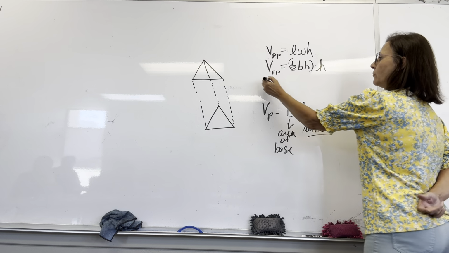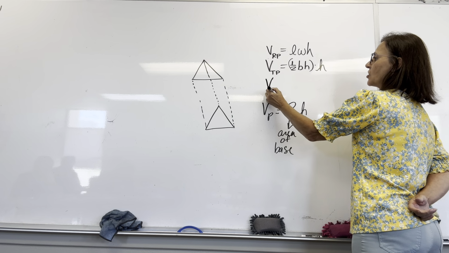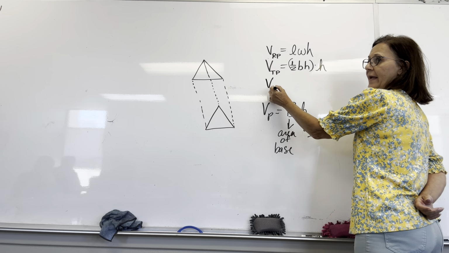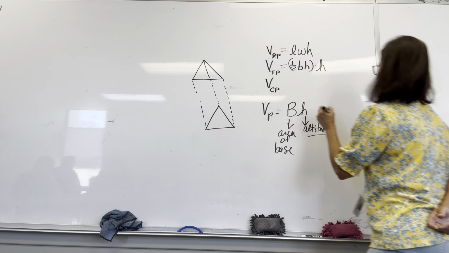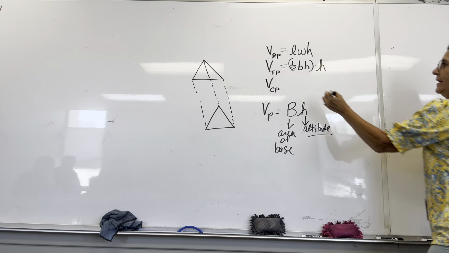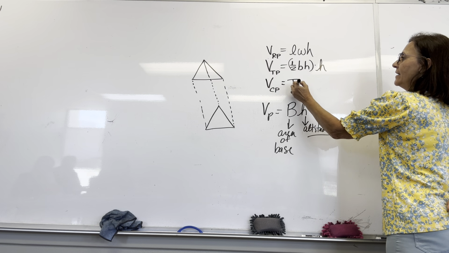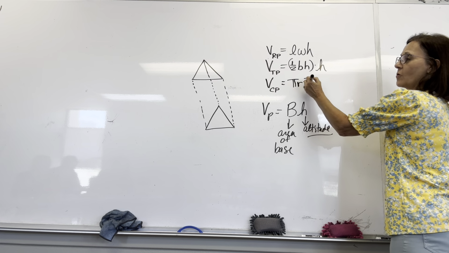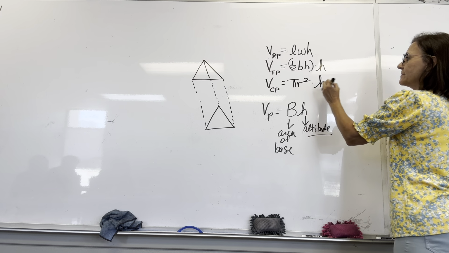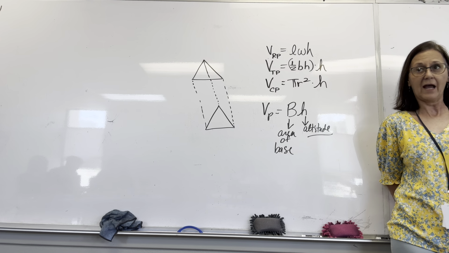What would be the volume if it had a circular base, a circular prism? It would be pi r squared times the height. You get the idea, right?